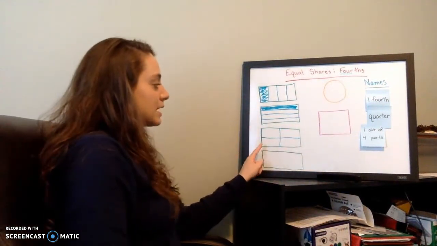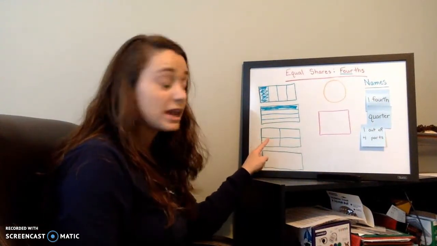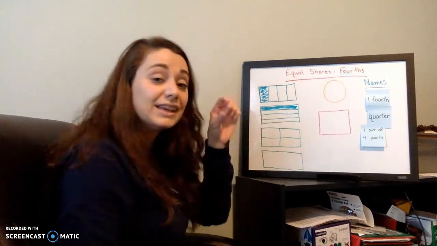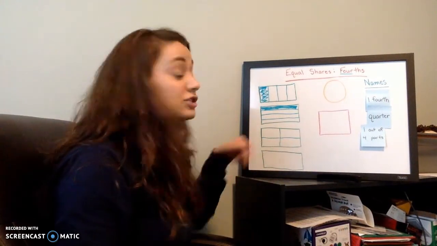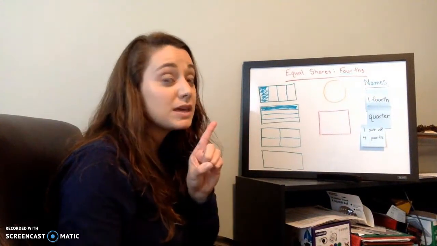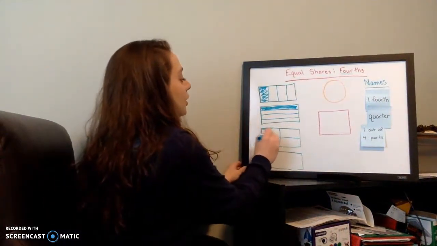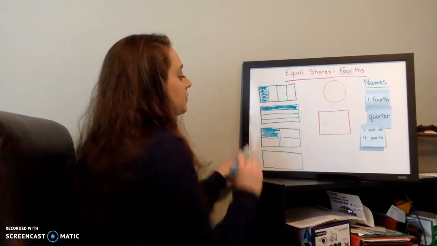Look how I split the rectangle up. Are those all the same shapes? Those are all little rectangles that I made. Are they all about the same size? I tried my best. They're pretty much equal, okay? So I know that I split it into 4 equal shares. So my piece, I'll get maybe this quarter of the rectangle.